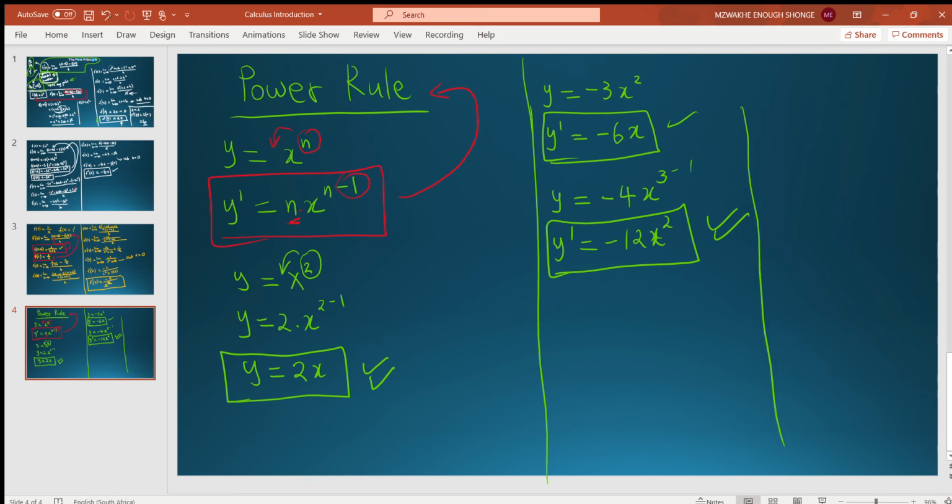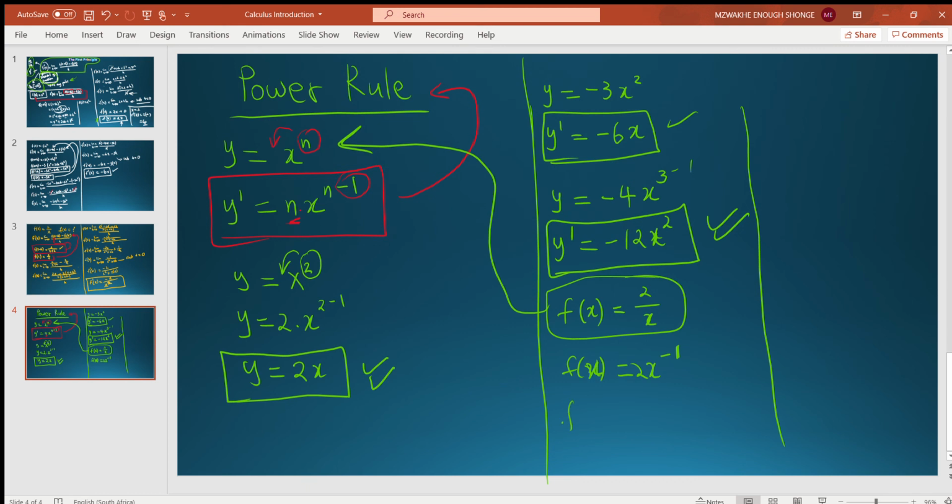Let's say now you're given the function, let me use f of x. f of x equals 2 over x. Firstly, remember the power rule states that you must have what? x to the n. Now this is not in the form of x to the n. So you have to put it first in that form. So you say f of x equals 2x to the exponent minus 1. When you rewrite it, you can write it in this form.